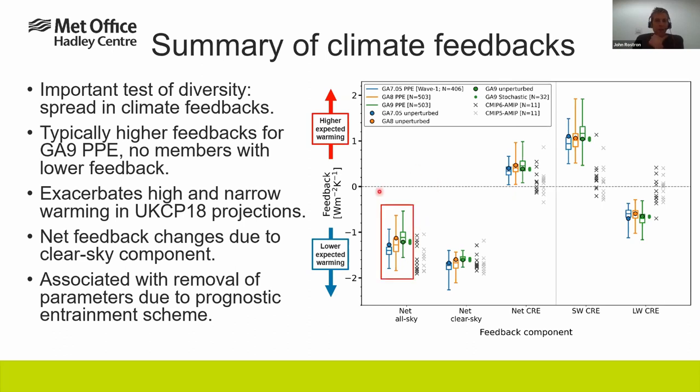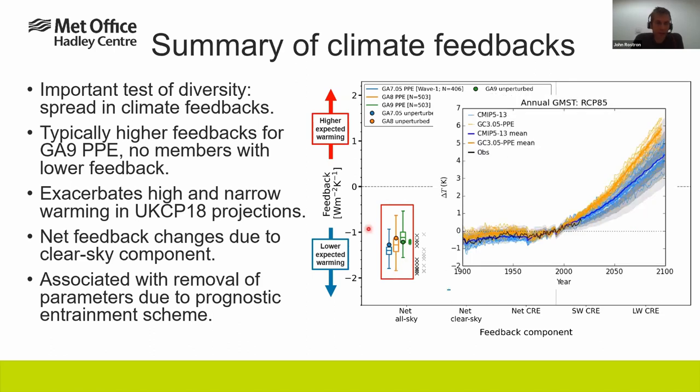So I'll just point out the main result, which is that for the GA9 PPE, we find typically higher feedback values compared to the GA8 PPE in orange, GA7 in blue. And that's associated with a higher expected level of warming. And we're really not sampling the lower feedback values with the GA9 PPE. And that potentially will exacerbate a feature which was seen in the UK CP18 projections, where we had a higher level of warming with a narrow spread compared to CMIP5 models.